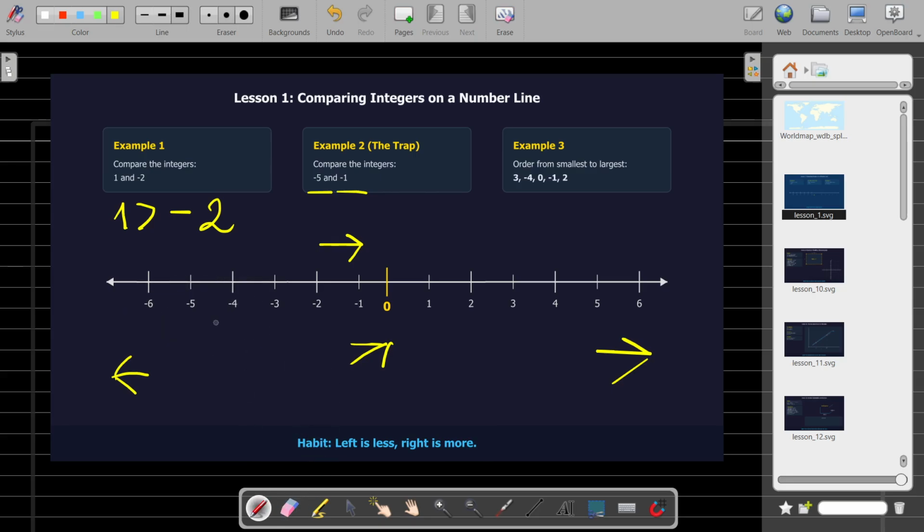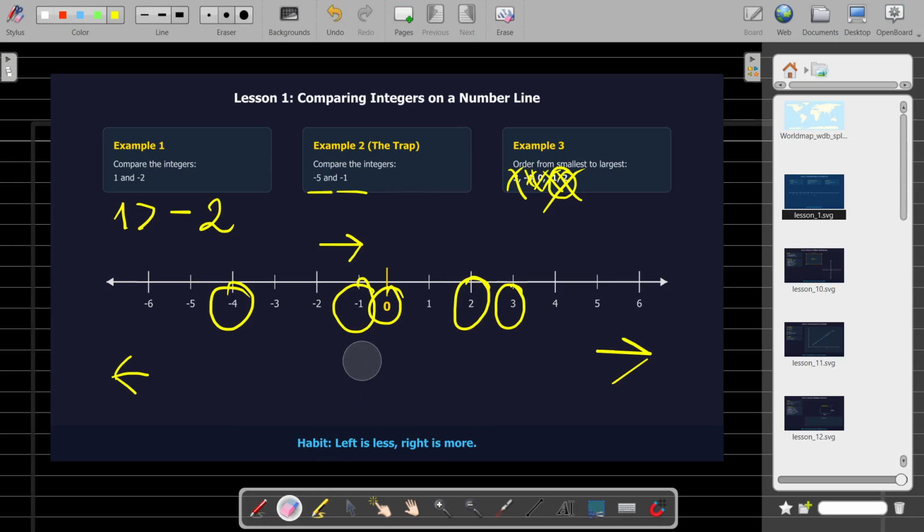So let's find negative 4. Oh, negative 4 right here. Let's get rid of negative 4 here. Let's find 3. 3 is here. Get rid of 3. Let's find 0. 0 is here, so get rid of 0. Let's find negative 1. Negative 1 is here. And find 2. 2 is here. So we have plotted all 5 numbers right here for everyone to see.